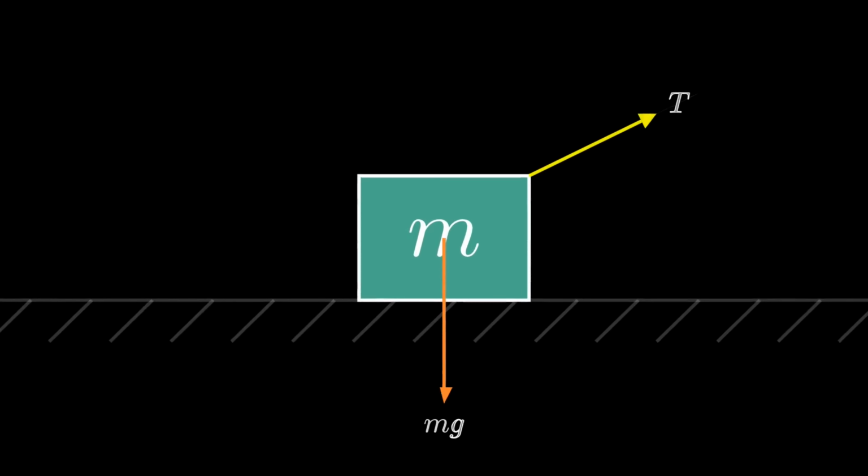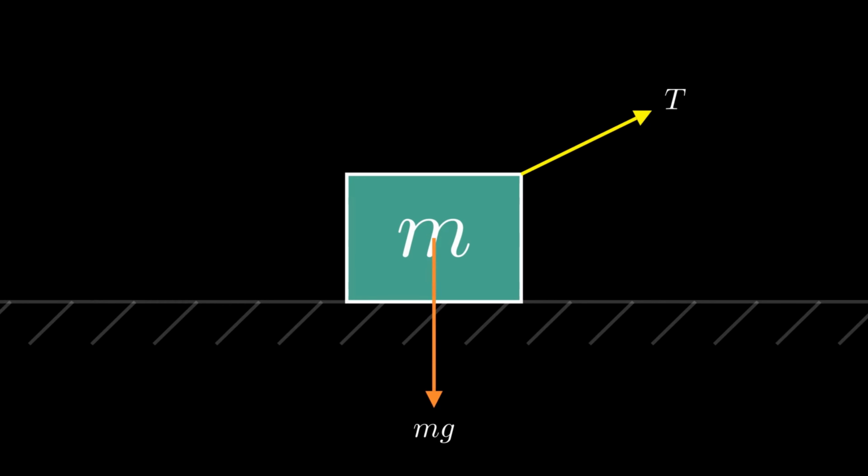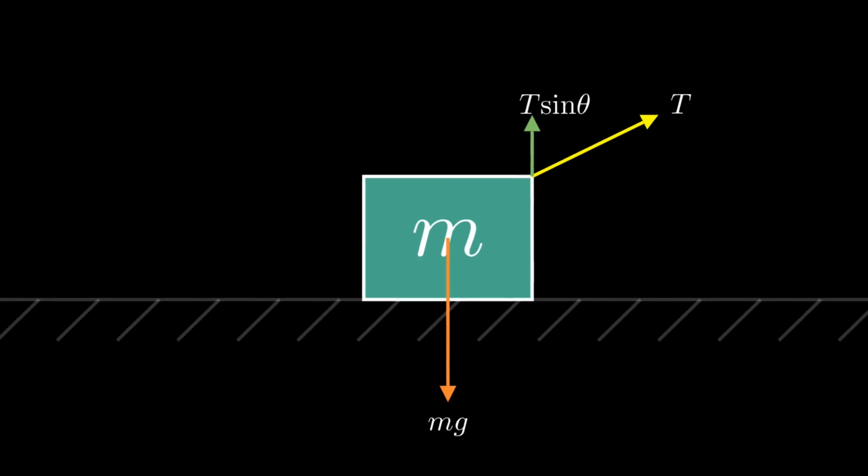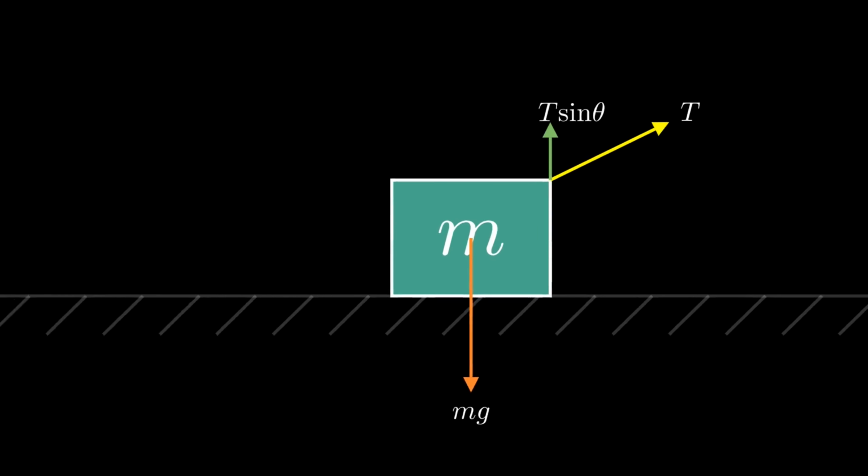So, what is our plan? First of all, the block must lift off the floor. That means there must exist some vertical force acting on the block. Clearly, we can see that it is none other than the vertical component of the tension force. So if we find this force, then all we have to do is equate T sine theta equals mg. But how do we find T sine theta?